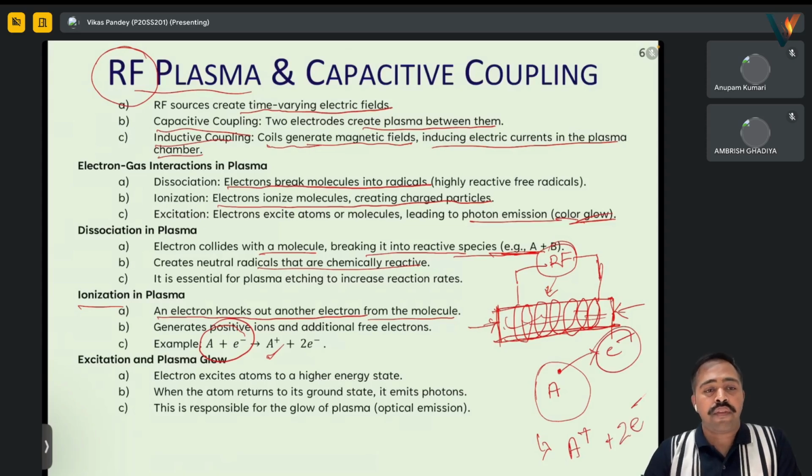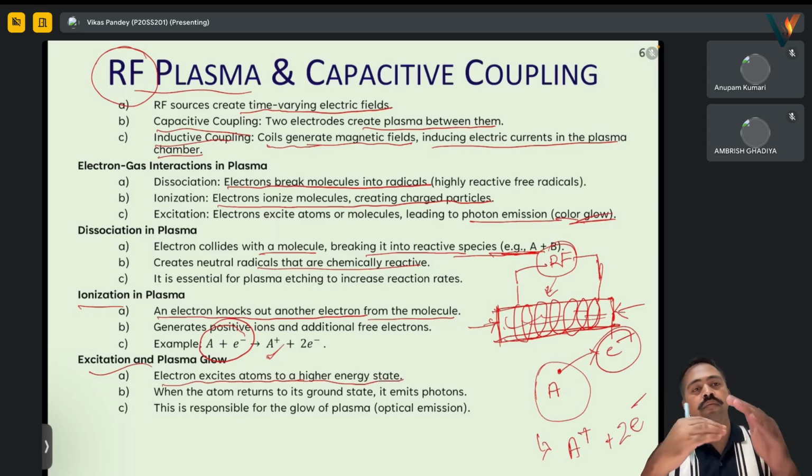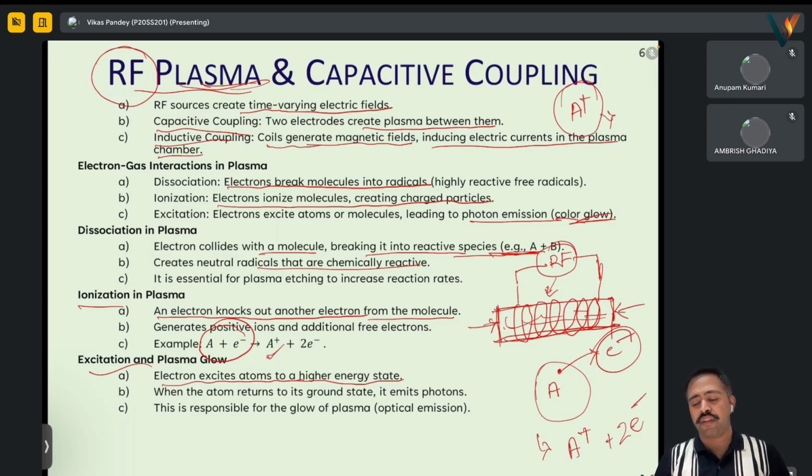And this will lead to excitation. That is, electrons excite atoms to a higher energy state. When the atom returns to its ground state, we know that since the electrons, when they return to their lower state, they will emit photons that will lead to the glow of the plasma, optical emission. So in short, we need to know what a plasma is. Plasma is ions, any ion, A positive we can say, in a gas of ions. That can be identified by seeing the glow.